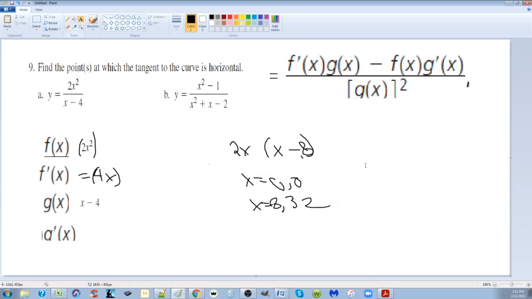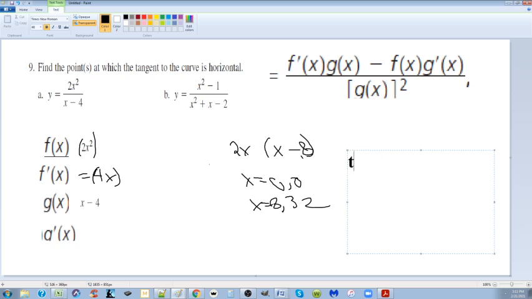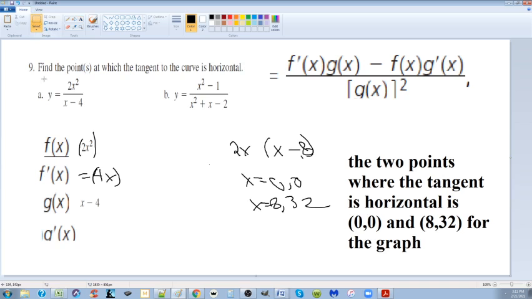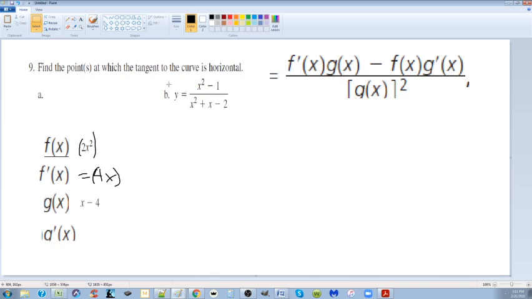So then you would end your sentence with the answer. The 2 points where the tangent is horizontal are (0, 0) and (8, 32). And then you can even say for the graph, and you can put that graph right there. And that would be the proper math way of saying it. And I know that's correct, so I'm not going to check the answer just yet.